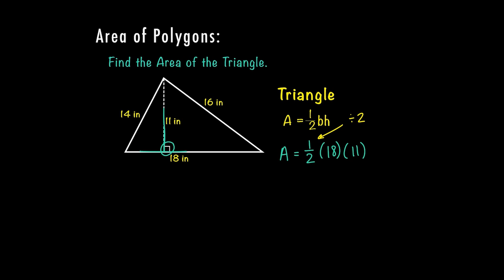But I can also take half of either of these numbers, not both, just one of them. And in this case, 11 is an odd number, so I'm going to take half of 18. I know that 1/2 of 18 is 9, so now I have simplified my problem to be 9 times 11. So this means that the area of my triangle is 99 inches squared.